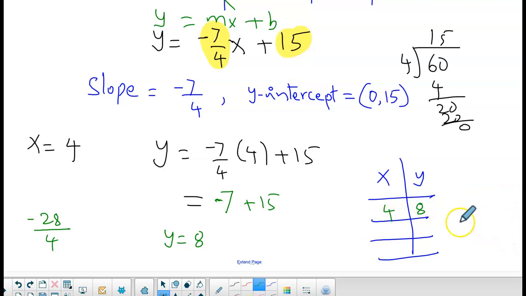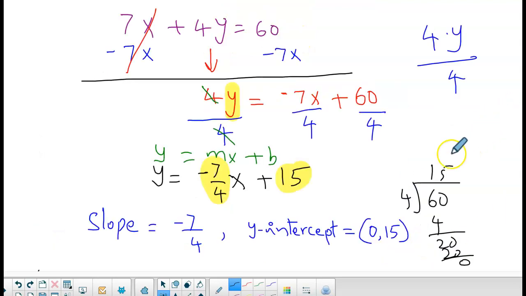Similarly, please find if x is equal to 8, what is the value of y? Find out. And if x is equal to negative 4, what is the value of y? Please try those, and the process you all got it, right? Just make y by itself on the left hand side. In order to do that, remove the term containing x, and then remove this 4. The coefficient of y has to be cancelled.